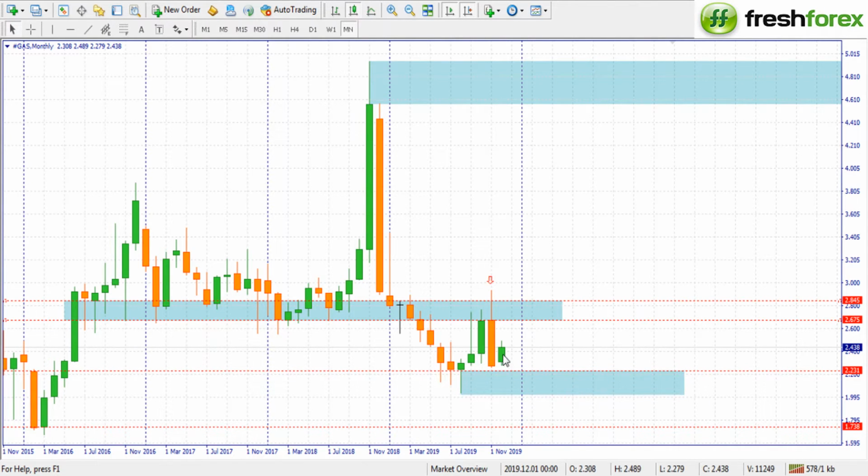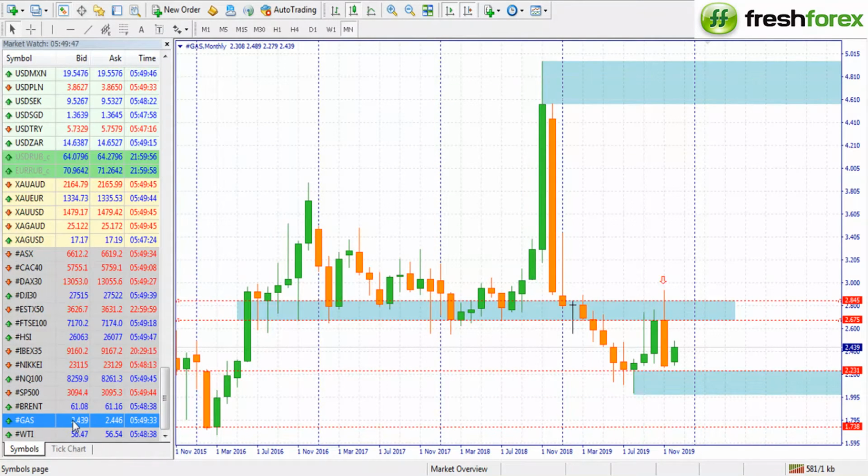We want price to either break below this level and proceed down to the next level, or retrace back up to 2.675, so that we pick a sell from that point. And with that sell, we should be going only down to 2.231, this level here. Let's look at the same chart from a lesser time frame. We have gas.